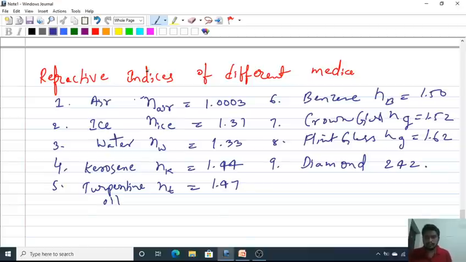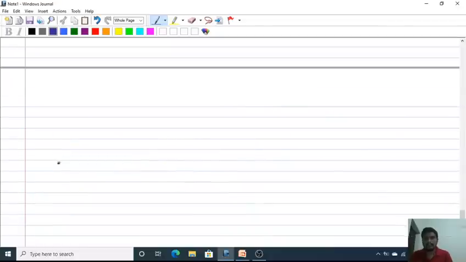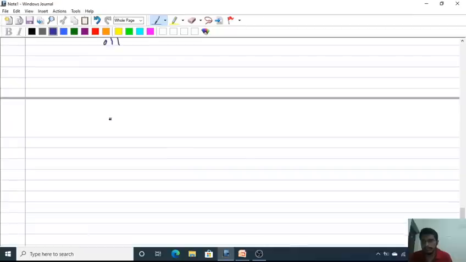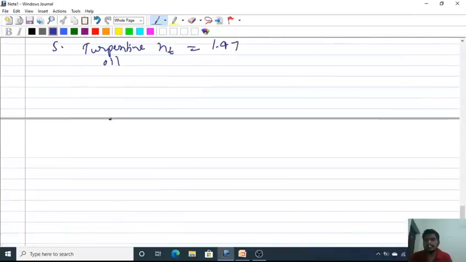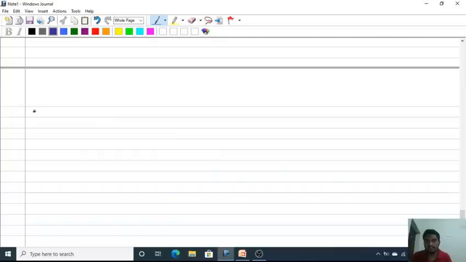These are the refractive indices values of different media. Try to remember only very few. The refractive index of air is nearly 1. Try to remember that for water it is 1.33, and for crown glass it is 1.52. These are the important refractive indices values. Okay, so what is the difference between optical density and mass density? What is meant by density of the medium?